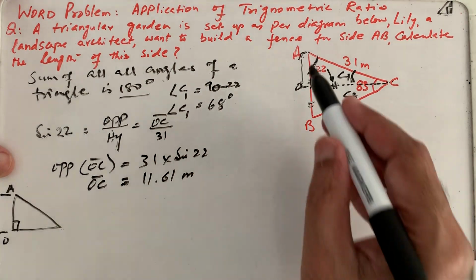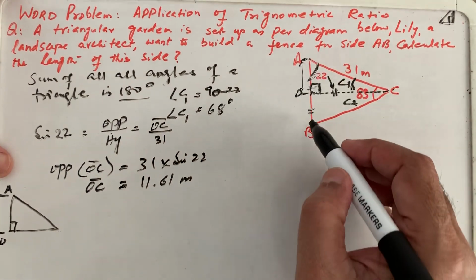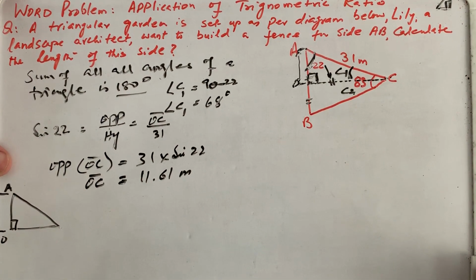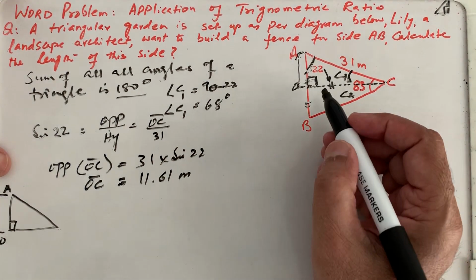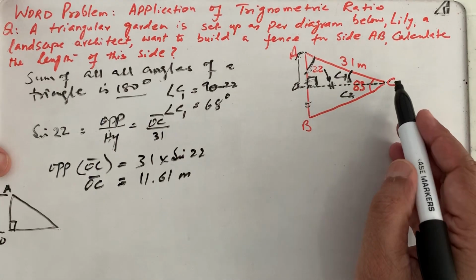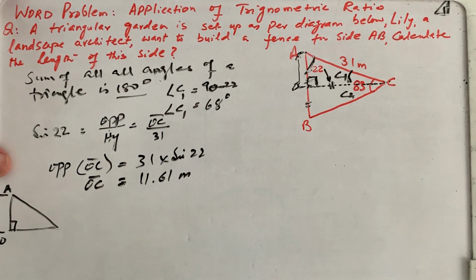But we are requiring AB, and we have to deal with this in 2 steps because it is not a right angle triangle, right? We make it a right angle triangle with the help of OC. Now we have 2 right angle triangles and we have to calculate both of them separately.